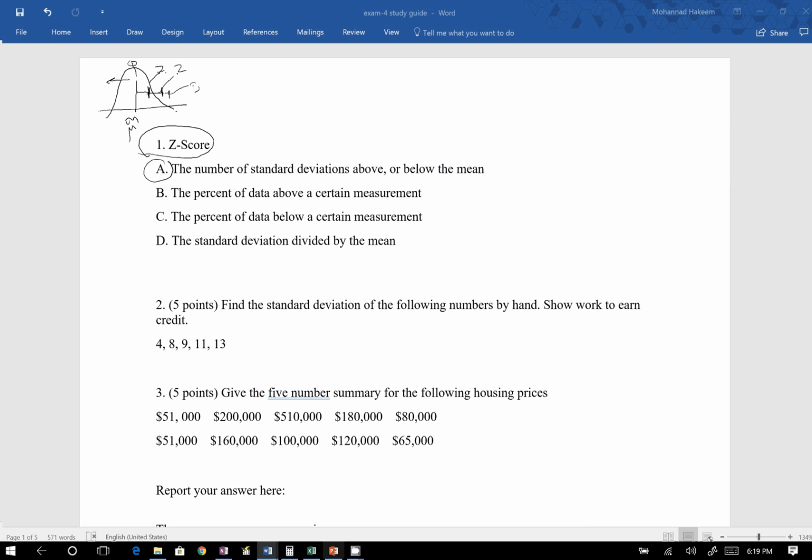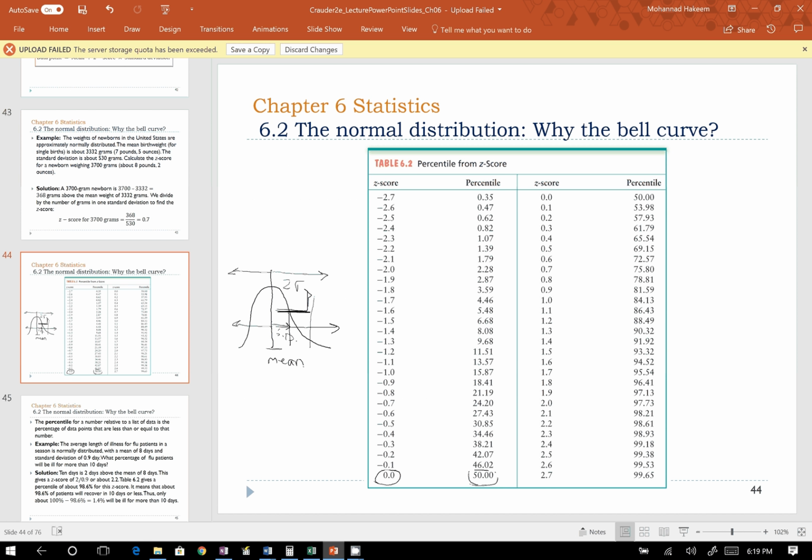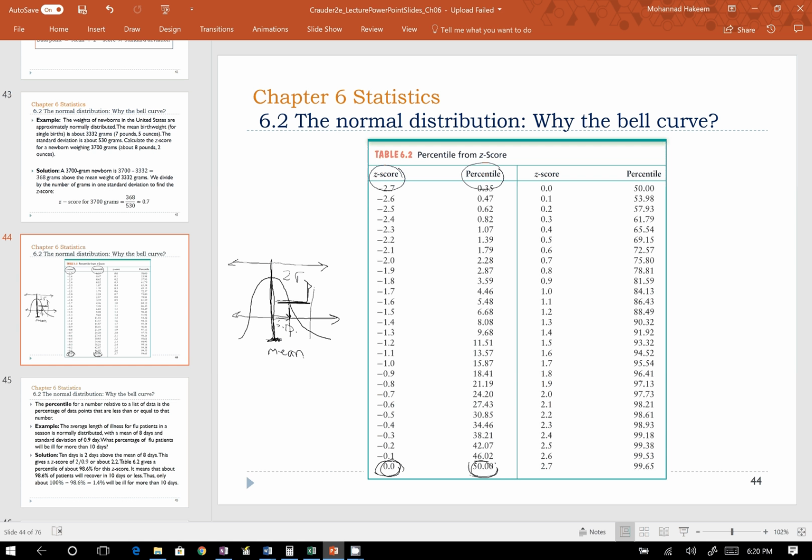Also, you have a table in your book that shows, for example, the z-score and the percentile. For a z-score of 0, you are at the 50th percentile, which means you're exactly at the mean. Z is 0. You move one standard deviation, z will be equal to 1. You move two standard deviations, and if you move -1 standard deviations, this will be your percentile, and basically z is equal to -1. So that was the first definition.